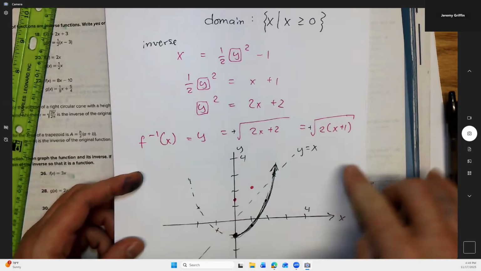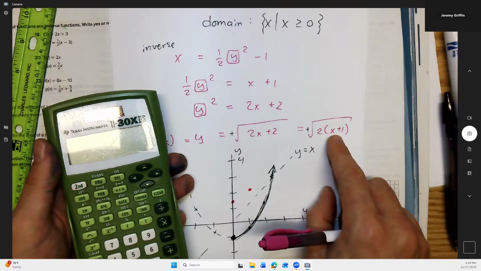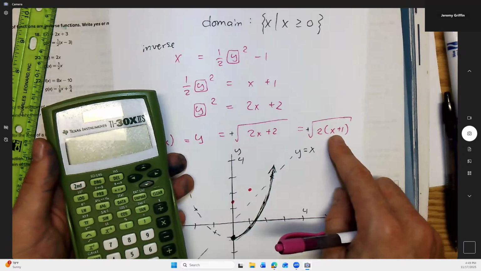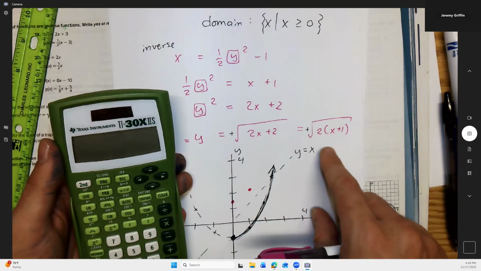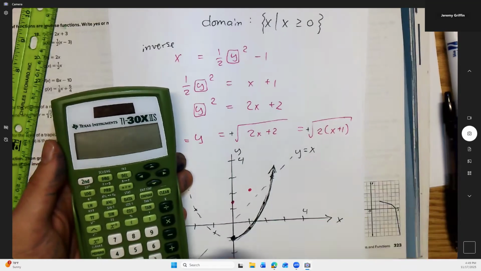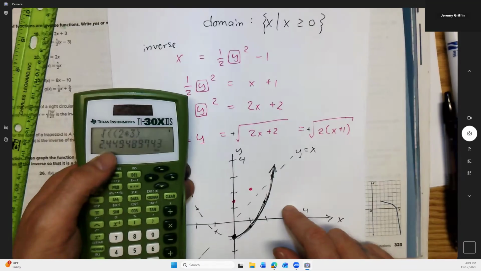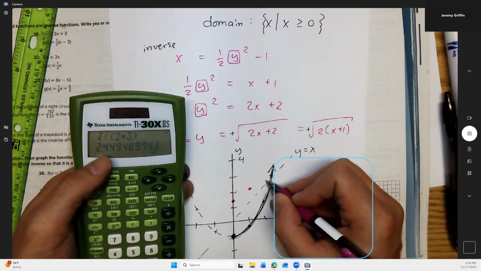What else could I plug in? 2, 3, looking for a good number. How about 5, 6? Well, okay, let's get a decimal value. Let's plug in 2 and see what happens. 2 plus 1 is 3, so the square root of 6 is about 2.45. So if I plug in 2, I get 2.45, right about there.